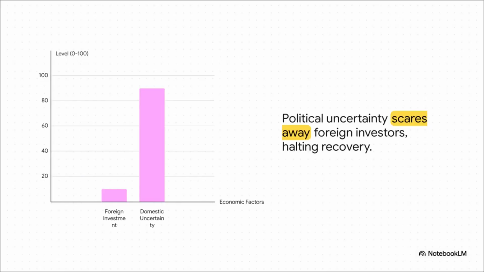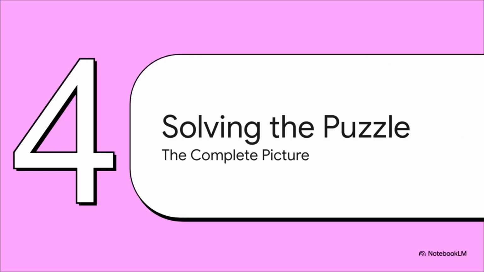And what's the result of all that uncertainty? Foreign investment just dries up. I mean, why would you risk your capital in a country with such an unpredictable future? And without that investment, there's just no fuel for economic growth. No new jobs, no clear way out of this downward spiral. So there we have it. We've got all our clues on the table. The squeeze from the outside, the cracks forming on the inside, and this whole climate of uncertainty. Now it's time to put the final pieces of the puzzle together and see the complete picture.